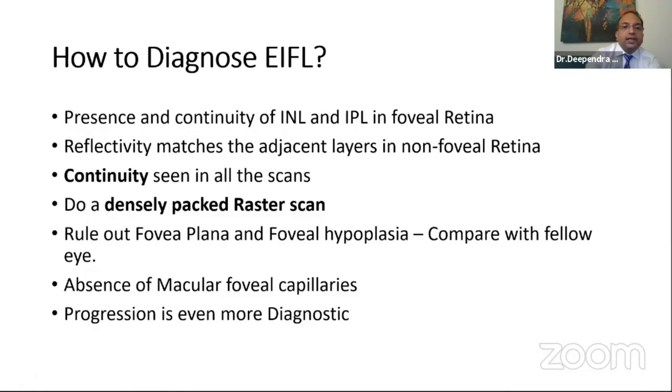And the best way to look for EIFL is to do a densely packed raster scan over the fovea, so that we know what is happening at the center. And sometimes congenital conditions like foveal plana and foveal hypoplasia can also mimic EIFL. So of course you will scan the fellow eye, since most of these congenital conditions are bilateral, and so you can rule them out. Another important thing they highlighted is that progression is even more diagnostic, which is probably true for most OCT findings. If you see them progressing, then it virtually rules out congenital anomaly.